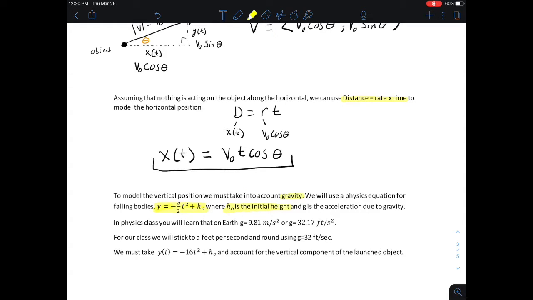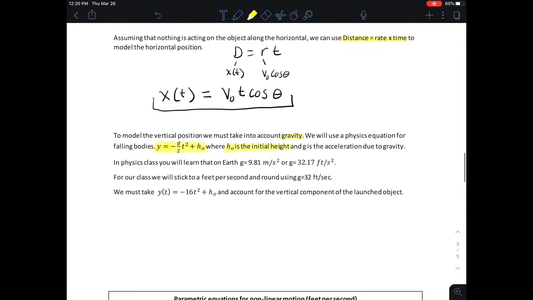And g being the acceleration due to gravity would depend on what planet we were talking about, but we're going to do all of our applications in class here on Earth, where g is equal to 9.81 meters per second squared, or in feet per second squared, about 32.17. To simplify this a little bit further, we're just going to let g be equal to 32. If I put in 32 where g is, that gives us our falling body model to be negative 16 t squared plus h naught.